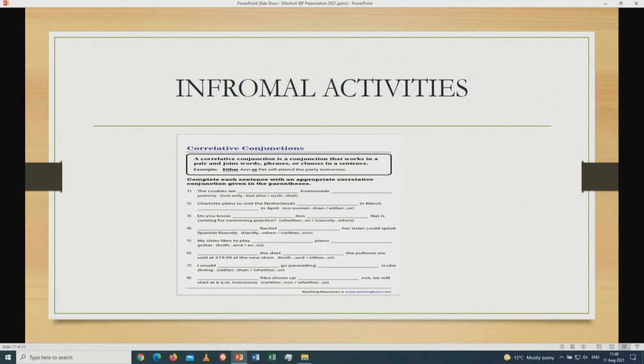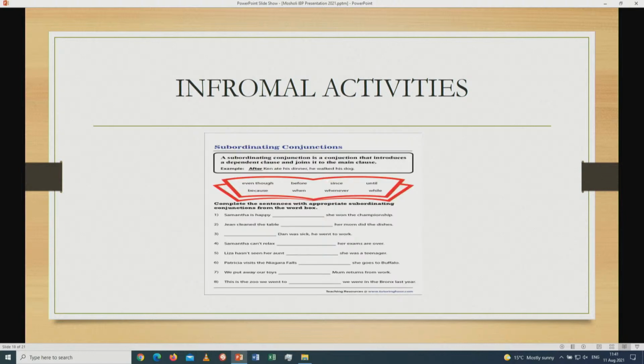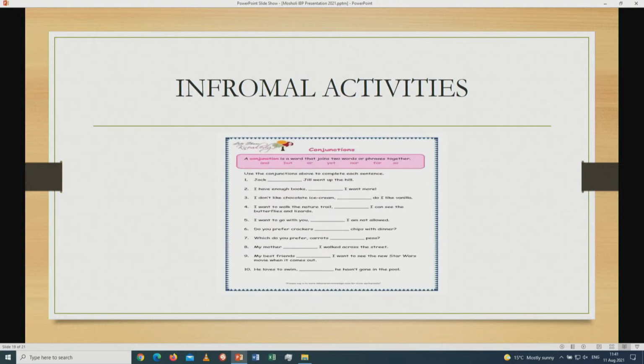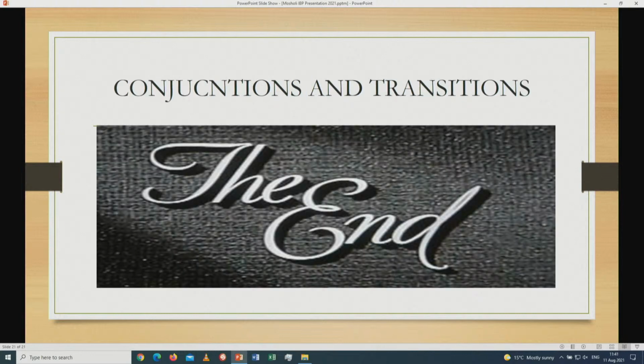Then there are informal activities. The first informal activity is about correlative conjunctions. The second one is about subordinating conjunctions. The third one is about general conjunctions. That is the end.